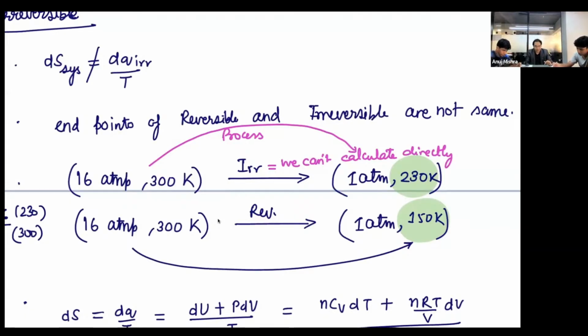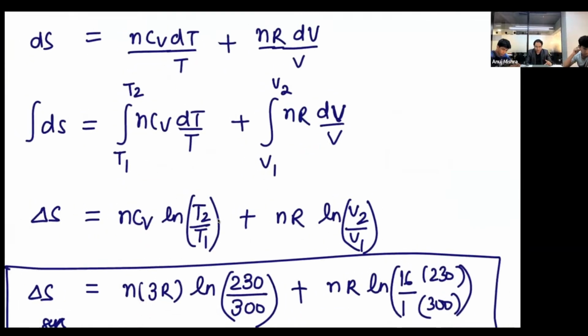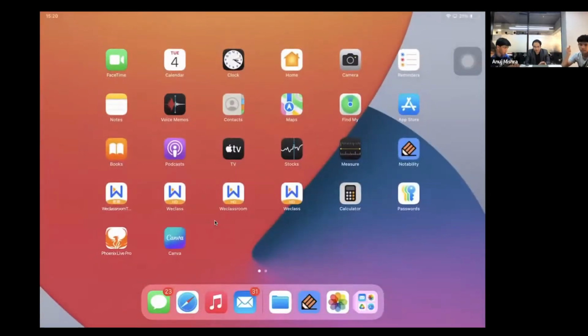So which formula will be applied? This formula. In this formula, what is our T2 and what is our T1? Can we say 230 and 300? Check कर लीजिए. 230 and 300 values note करो. Values put करो वहाँ पे.